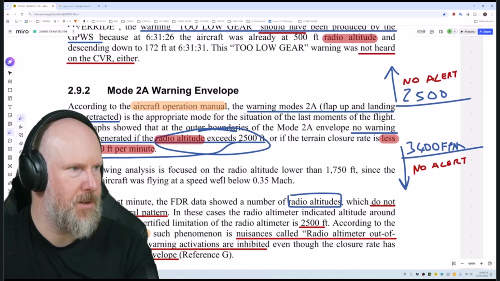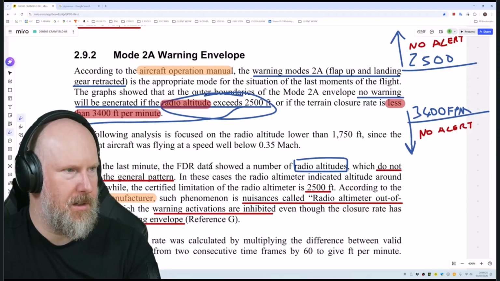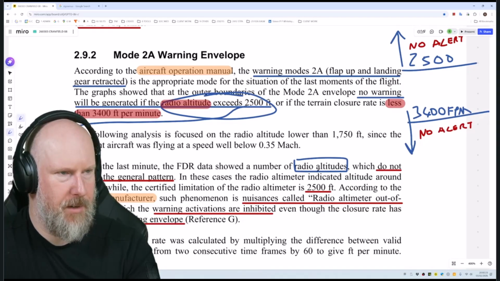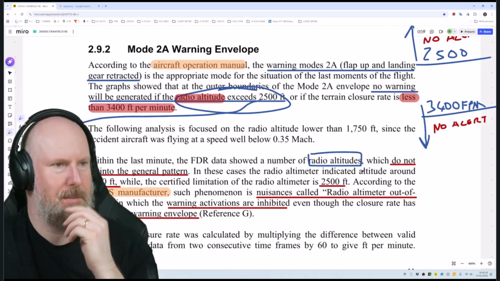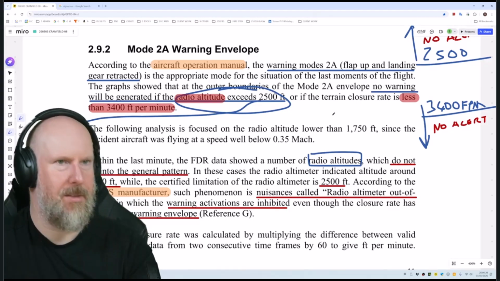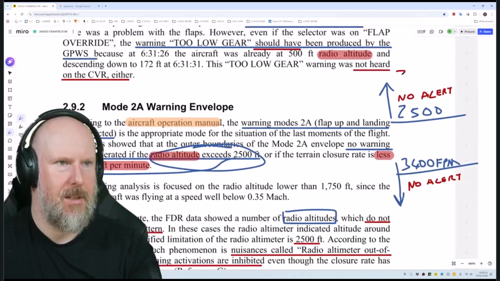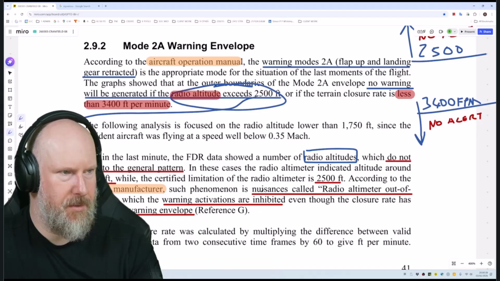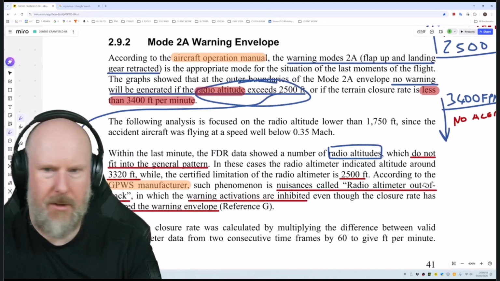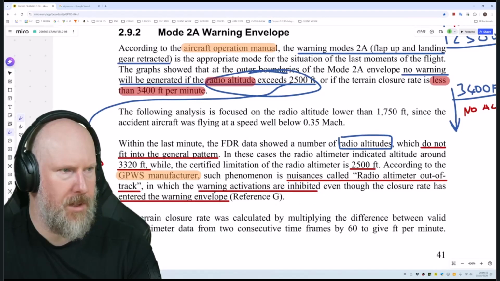Okay, right, so what we've got is that the data showed a number of radio altitudes which do not fit into the general pattern. In these cases, the radio altimeter indicated altitude around 3,320 feet. So this is why you don't get an alert at 3,320 feet. According to the manufacturer, such phenomenon is nuisances called radio altimeter out of track, in which the warning activations are inhibited even though the closure rate has entered the warning envelope.